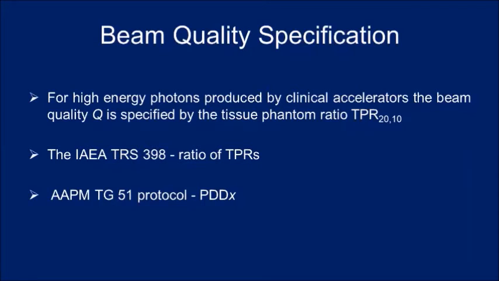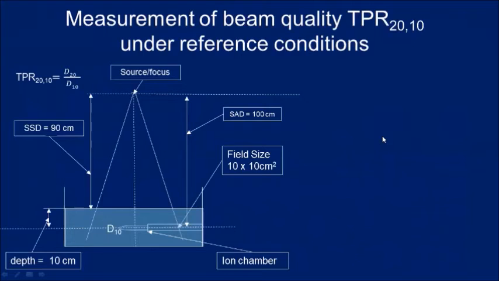So TRS 398 provides tissue phantom ratio TPR 20,10 as the beam quality index, the energy index. AAPM tells you to use PDD at 10 centimeter depth, but TRS 398 recommends TPR 20,10. So what is TPR 20,10? You know tissue phantom ratio. Tissue phantom ratio is the ratio of dose at a depth of 20 centimeter to that at 10 centimeter without altering the chamber position.